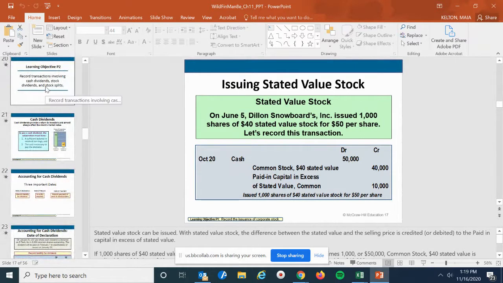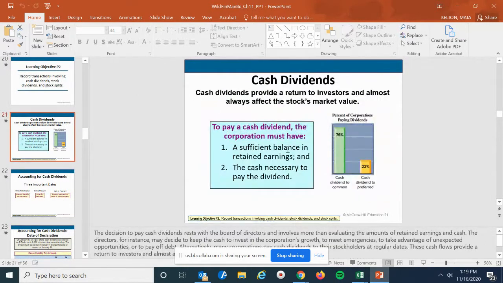Okay, let's look at dividends. So dividends are the cash outflows that the company has to spend to pay their stockholders. There are two conditions that the company has to meet to pay dividends. They have to have a sufficient balance in their retained earnings. So they have to be profitable, right? Remember, retained earnings is nothing but the net income that the company generates over time. And then they need to have the cash to pay the dividend.